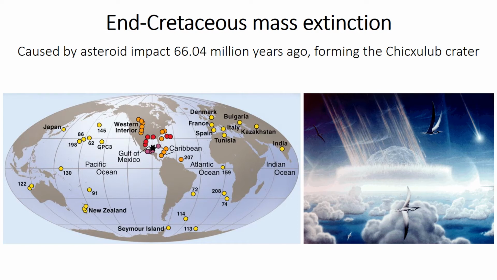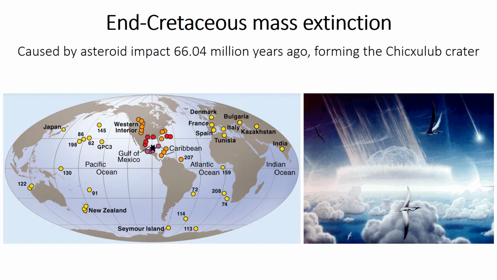So you learned in the first video that the end Cretaceous was the most recent of the 5 largest mass extinctions. It was about 66 or 66.04 million years ago, and it was caused by the impact of this really big 10-mile wide asteroid that hit what is now the Yucatan Peninsula in Mexico.